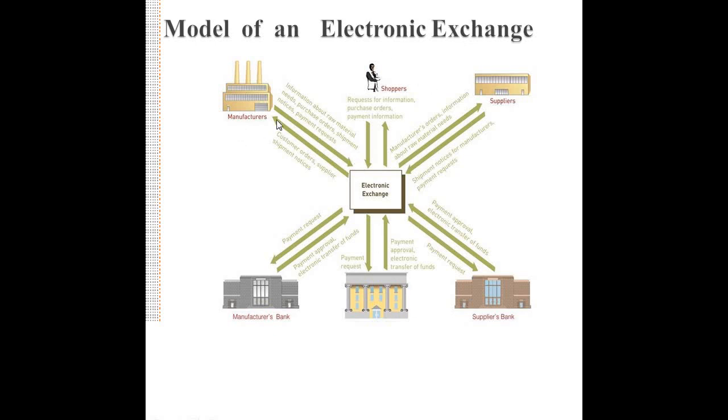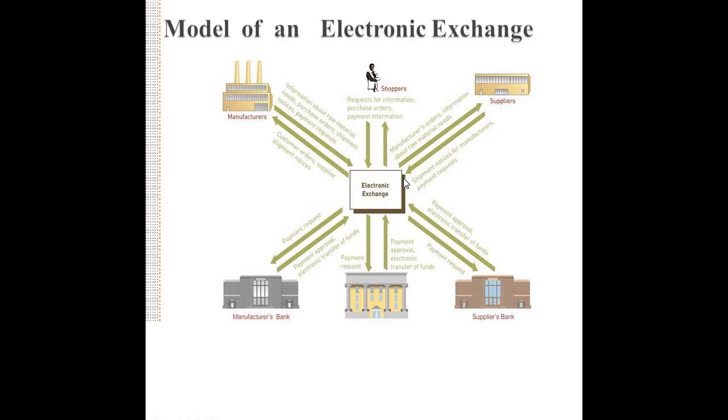Manufacturers relate to the electronic exchange through their raw material needs, purchase orders, and shipments, and customer orders are supplied back to the manufacturers. Shoppers send requests for information, purchase orders, and payment information to the electronic exchange, and the exchange reverts back to the shoppers.